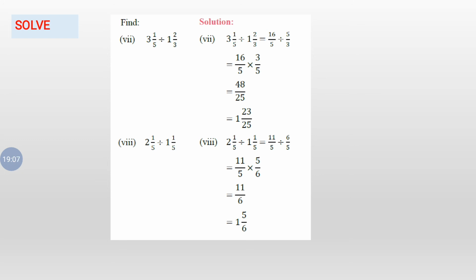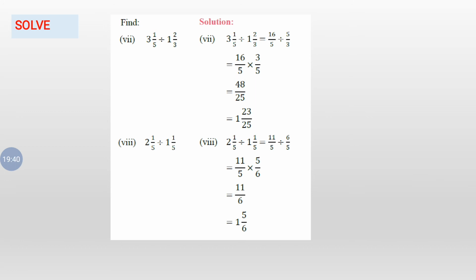So 16 by 5, don't change the first fraction. The operation changes from division into multiplication. So 5 by 3's reciprocal is 3 by 5. So 16 3s are 48, 5 5s are 25. The improper fraction is converted into a mixed fraction. The quotient is 1 and the remainder is 23. We get the value 1 23 by 25. 1 25 is 25, plus 23, 48 by 25.